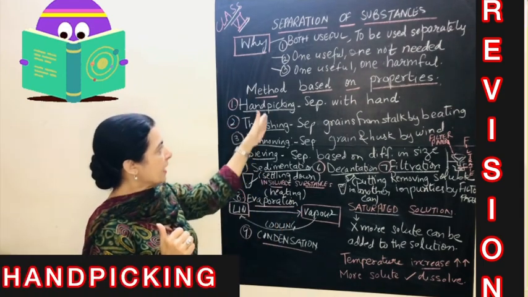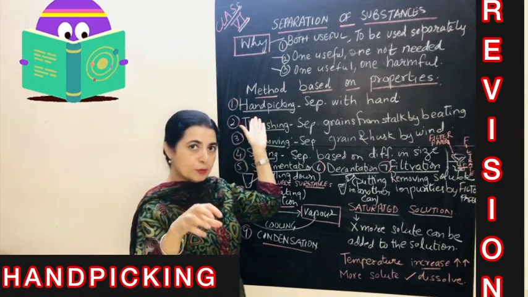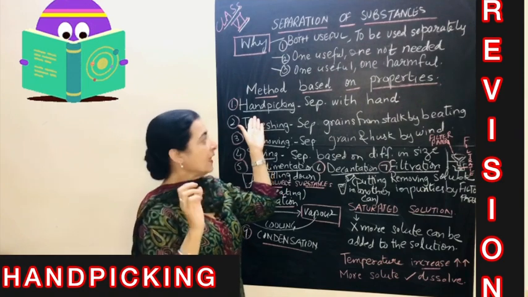As it shows, just break the word. This is picking with the help of the hand. For example, there are fruits in the basket. You are going to pick them with the hand and put them separately, and that is the first process.